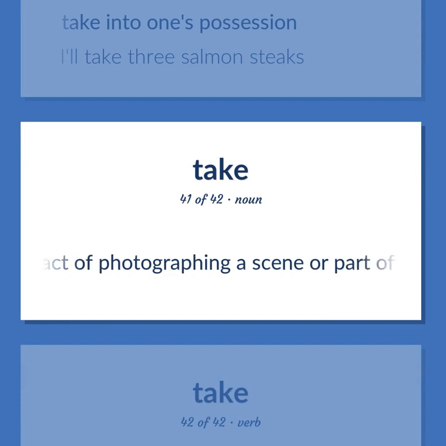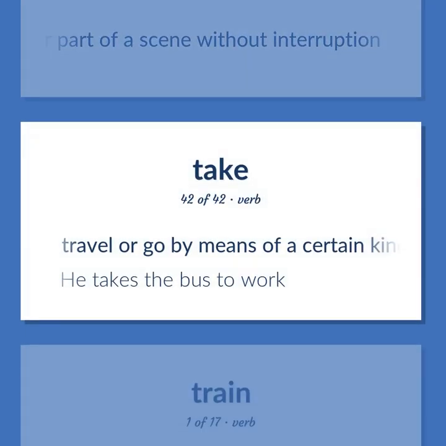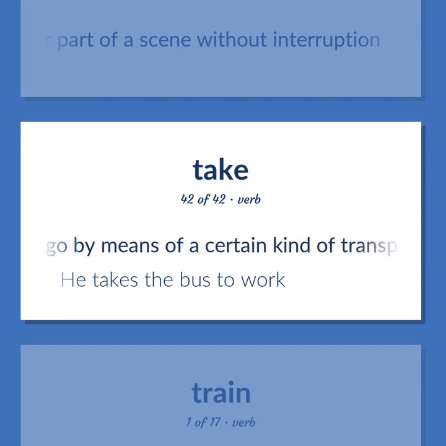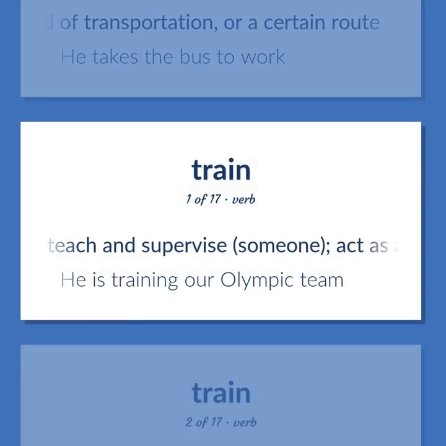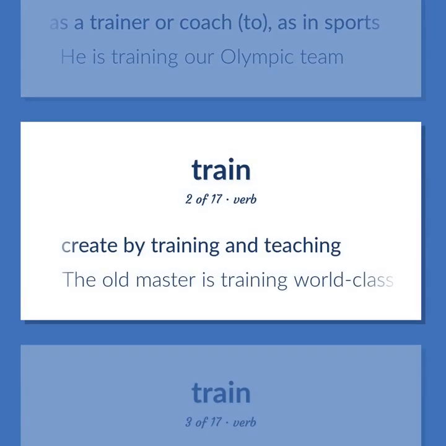The act of photographing a scene or part of a scene without interruption. Travel or go by means of a certain kind of transportation, or a certain route. He takes the bus to work. Teach and supervise someone, act as a trainer or coach, too, as in sports. He is training our Olympic team. Create by training and teaching. The old master is training world-class violinists.